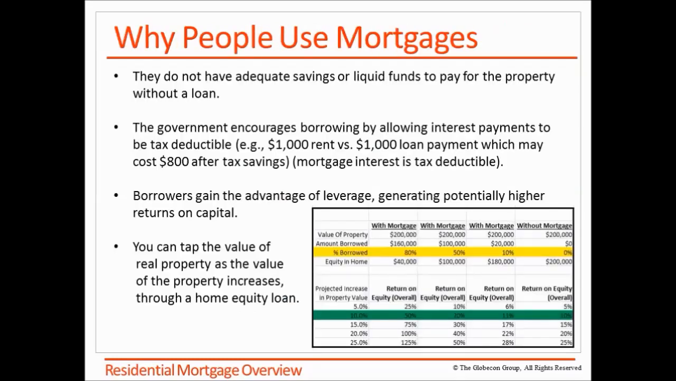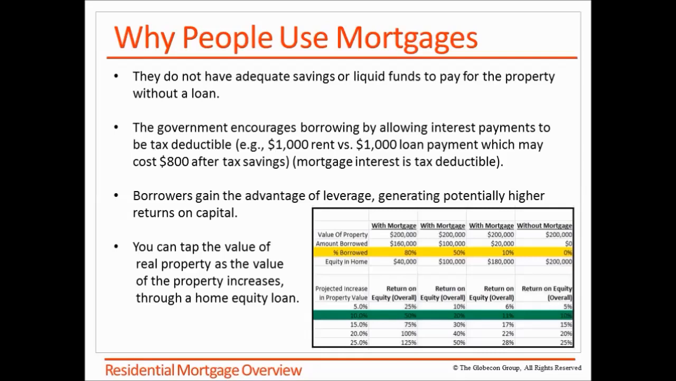So why do people use mortgages? Most people don't have adequate savings or liquid funds to pay for the property without a loan. For instance, in our example of a person who's going to buy a home for $200,000, most people don't have $200,000 laying around in order to buy a property. So they use a mortgage to help with that purchase.